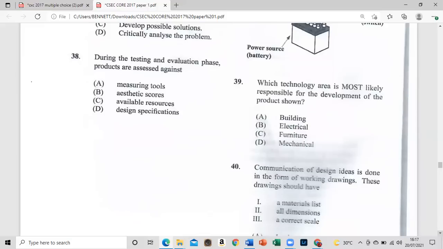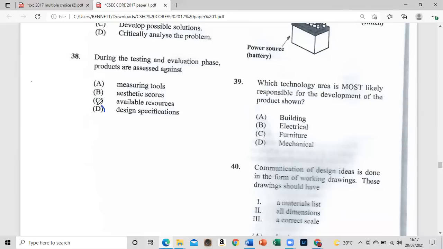All right, let us look at 38. During the testing and evaluation phase, product RSS against, is it A, measuring tools, B, aesthetic scores, C, available resources, or D, design specifications? And that would be design specifications.